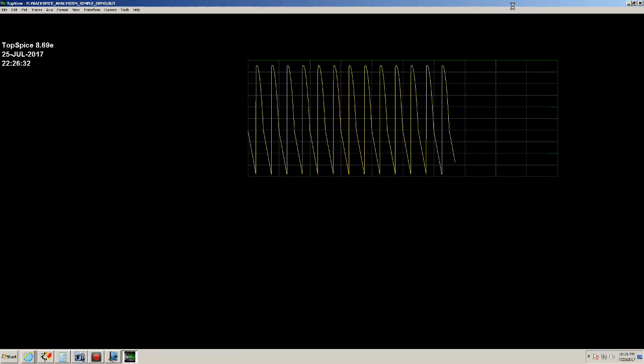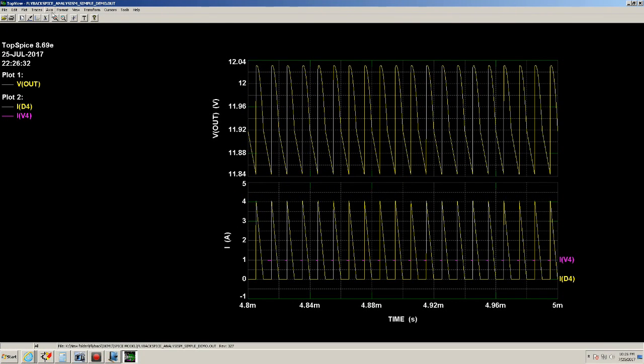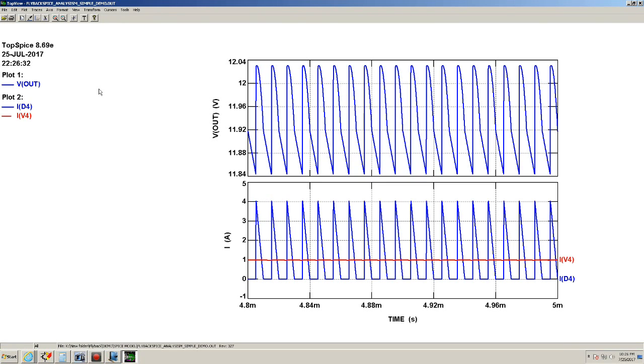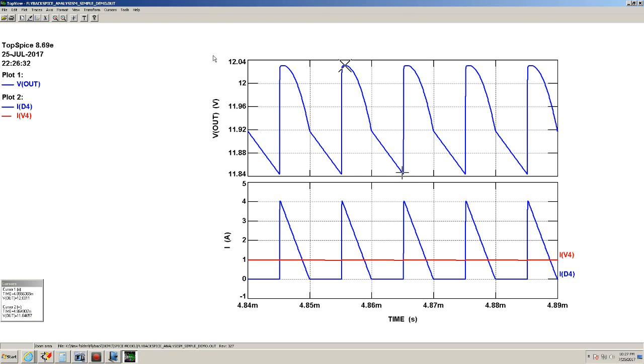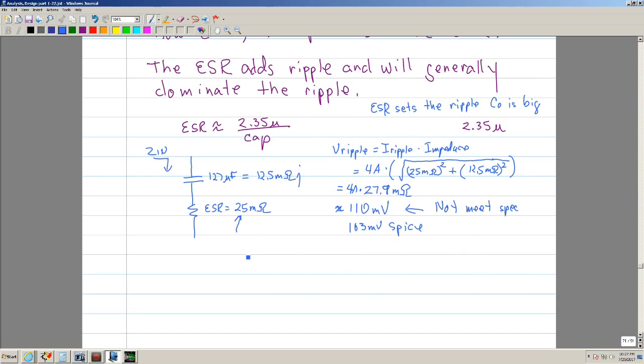Okay, and you'll notice the impedance is still too high. The ripple's still going to be too high. Remember, we wanted 12. The ripple right now is 184. Okay, so we can work with that. So let's go back. Let's make our notes.